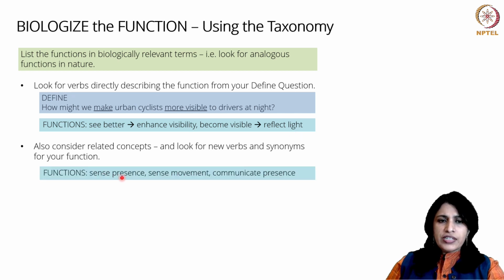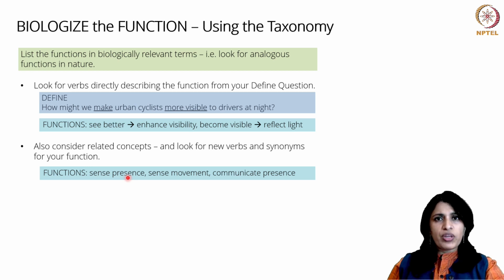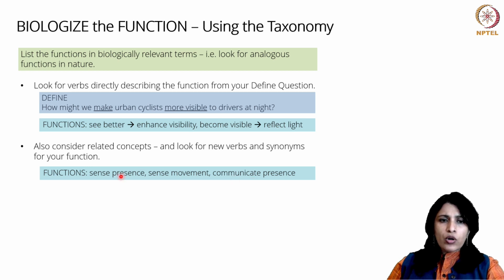You can look at sensing presence, because that makes something visible to you, sensing movement, or communicating presence. All these are concepts related to becoming more visible. Again, the taxonomy will help you do that. You don't have to pull them out of thin air. The taxonomy will help you do this.